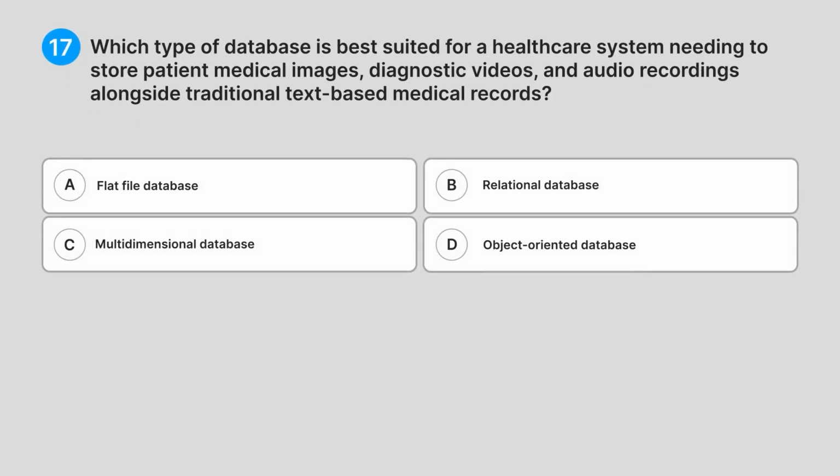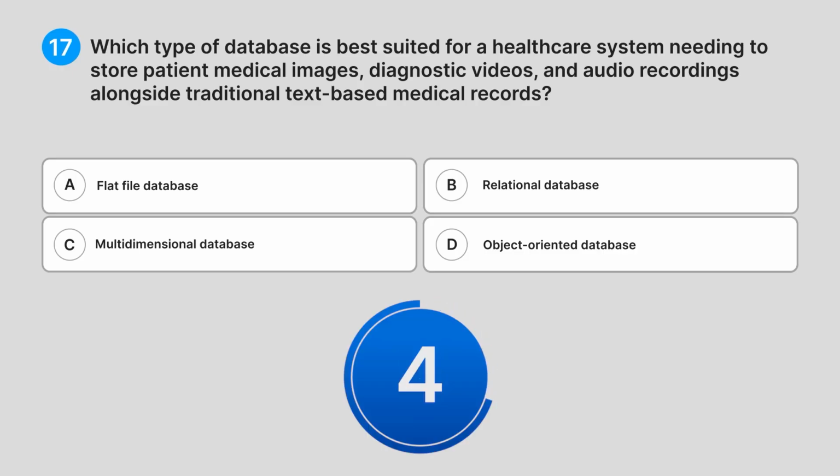17. Which type of database is best suited for a healthcare system needing to store patient medical images, diagnostic videos, and audio recordings alongside traditional text-based medical records? A. Flat file database. B. Relational database. C. Multidimensional database. D. Object-oriented database. Can you guess the answer?